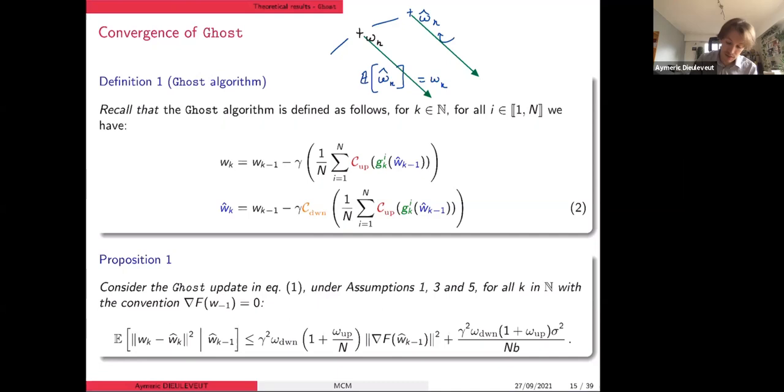So I have my points, I have my next iterate, w hat k plus one. And I take a gradient here, and I apply it at the current iterate. Something like that.